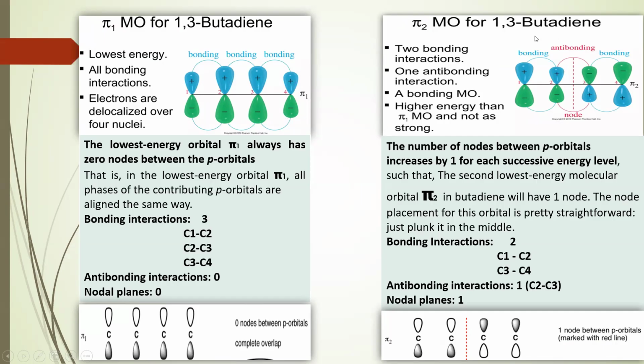This is the pi 2 molecular orbital diagram of 1,3-butadiene. Here there are two bonding interactions and one anti-bonding interaction. It has energy slightly greater than pi 1. The number of nodes is increased by 1 at each successive level, that's why one nodal plane is there, present in the center. Where the nodal plane is, the two lobes have different signs. This is the anti-bonding interaction between C2 and C3. Bonding interactions are C1 and C2 with the same sign, and C3, C4 bonding interactions, right?